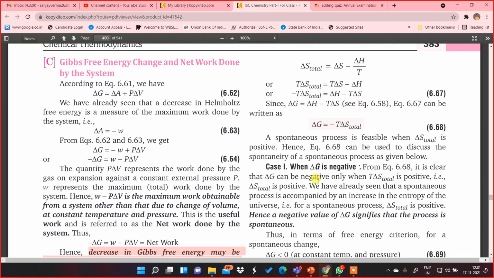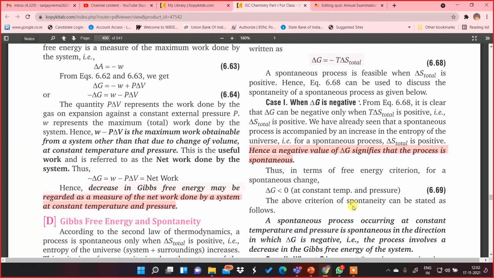So there are three cases. When delta G is negative, hence, a negative value of delta G signifies that the process is spontaneous. Only this much you remember. Negative value of delta G signifies that the process is spontaneous. So this is case 1. Under case 1, for a process to be spontaneous, delta G has to be negative, less than 0 at constant temperature and pressure.